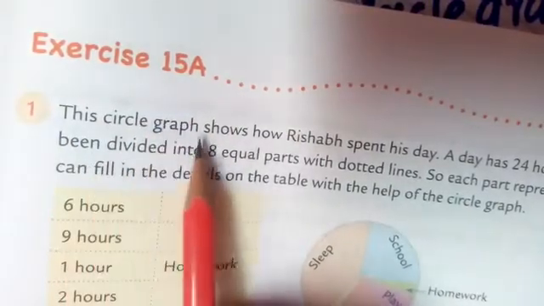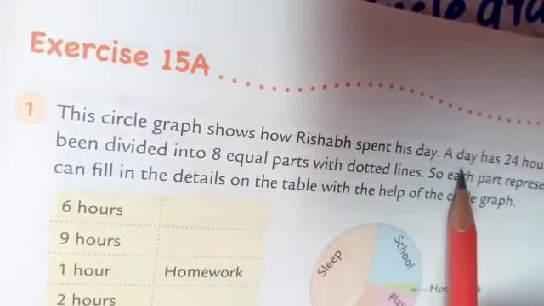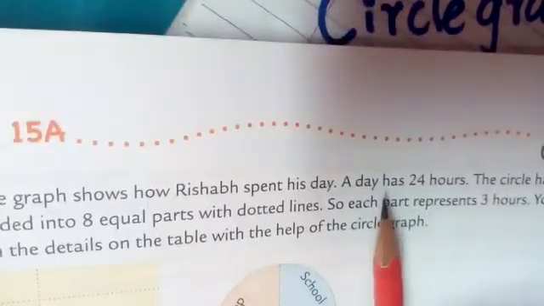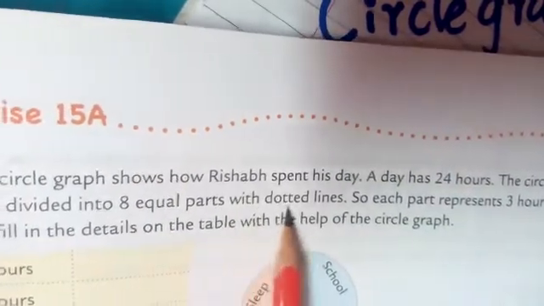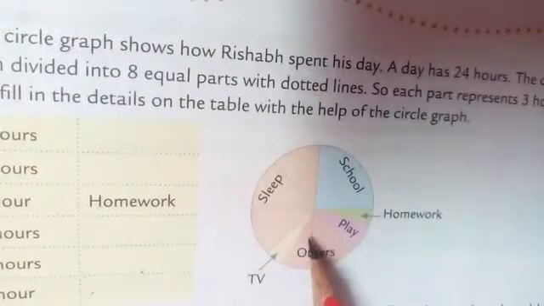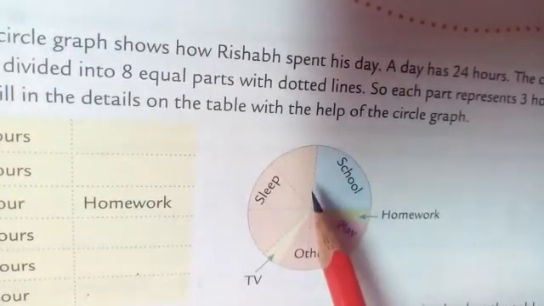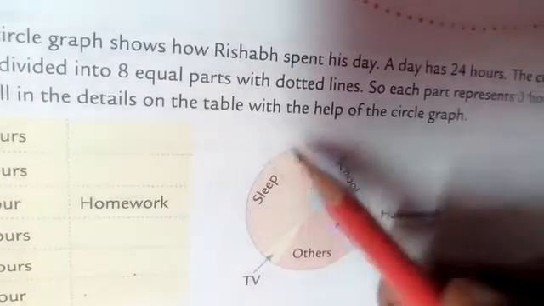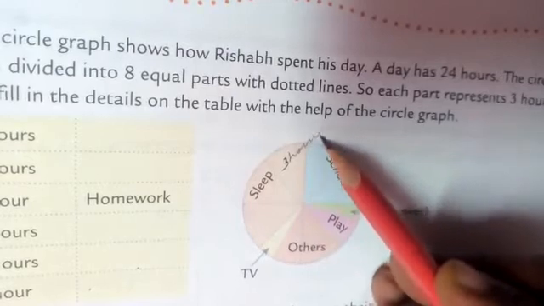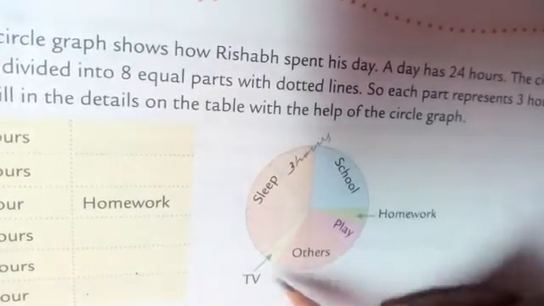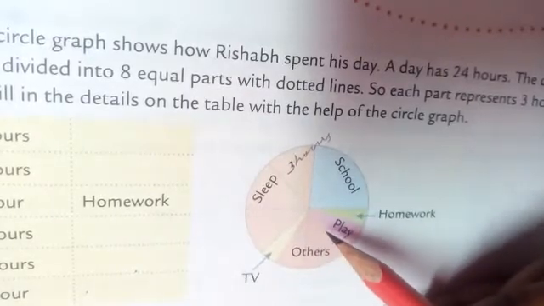The circle graph shows how Rishabh spent his day. A day has 24 hours. The circle has been divided into 8 equal parts with dotted lines. So here you can see the circle is divided into 8 equal parts, and each part, like this one part, shows 3 hours. And totally these 8 equal parts, that is 8 into 3, make 24 hours in a day.